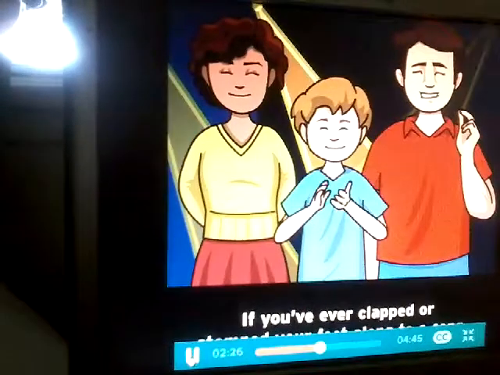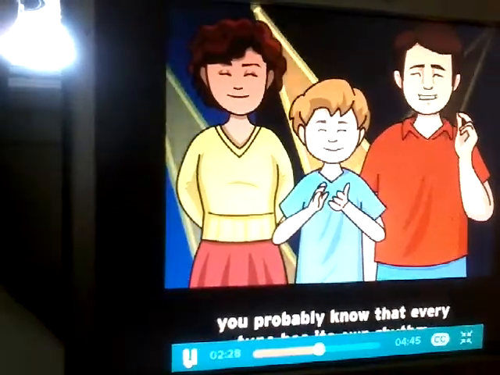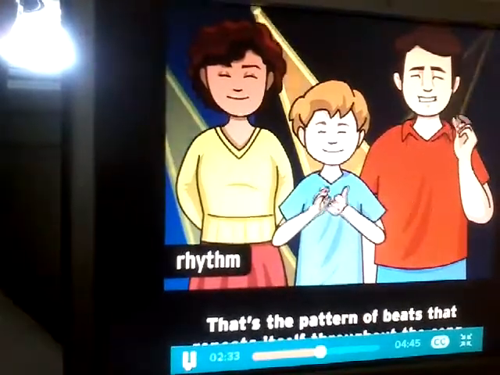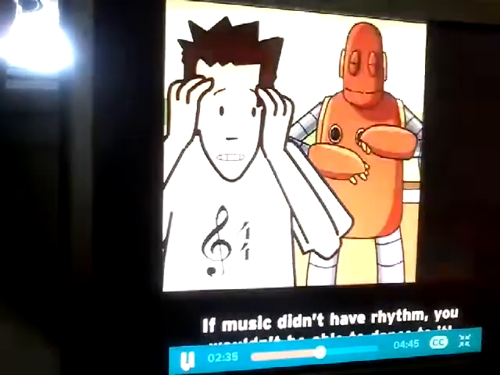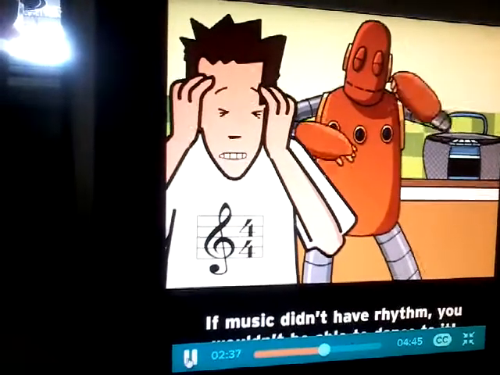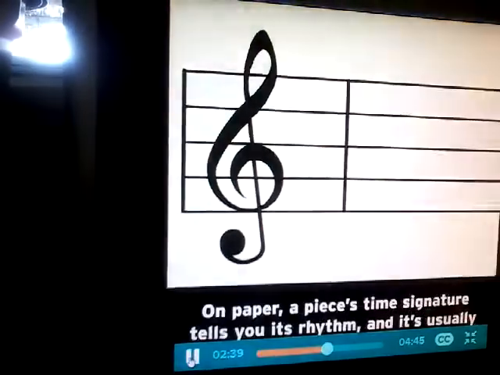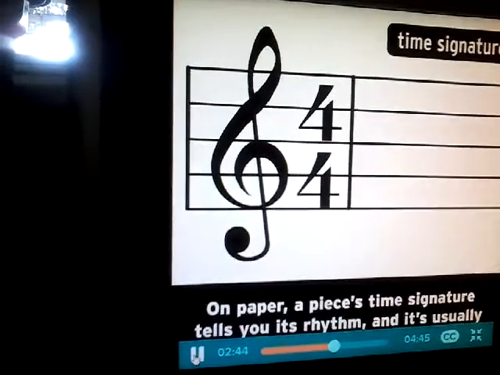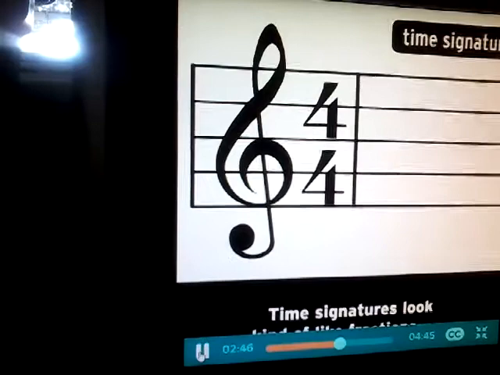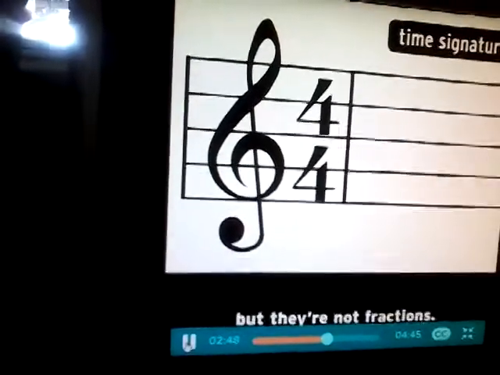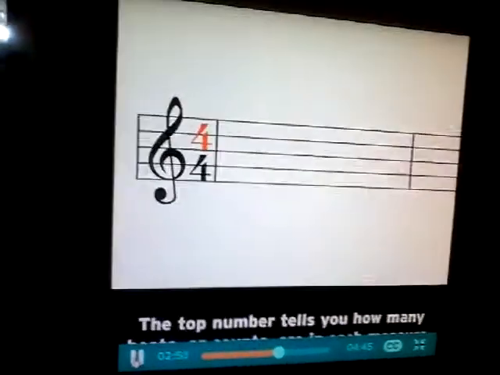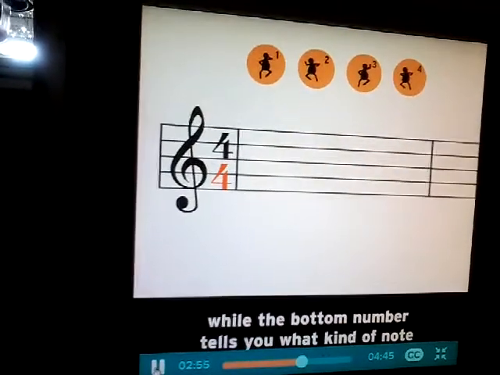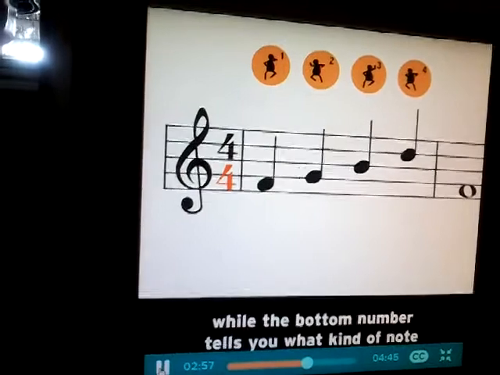If you've ever clapped or stomped your feet along to a song, you probably know that every tune has its own rhythm. That's the pattern of beats that repeats itself throughout the song. If music didn't have rhythm, you wouldn't be able to dance to it. On paper, a piece's time signature tells you its rhythm, and it's usually found right next to the clef. Time signatures look kind of like fractions, but they're not fractions. The top number tells you how many beats or counts are in each measure, while the bottom number tells you what kind of note represents one beat.